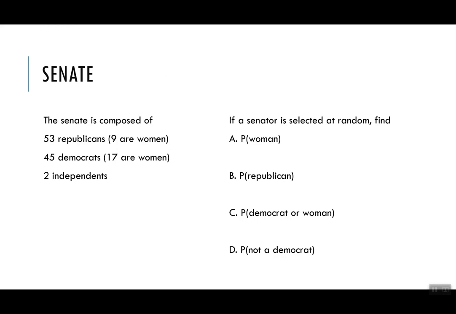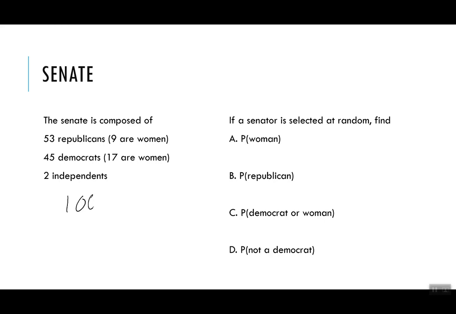Let's do a little probability with Senate. So this is Senate from 2019. This is not current because we just had an election and things are changing. So 2019 numbers said that there were 53 Republicans, 9 were women, 45 Democrats, 17 were women, and 2 independents. If a senator is selected at random, let's find the probability that the person's a woman.